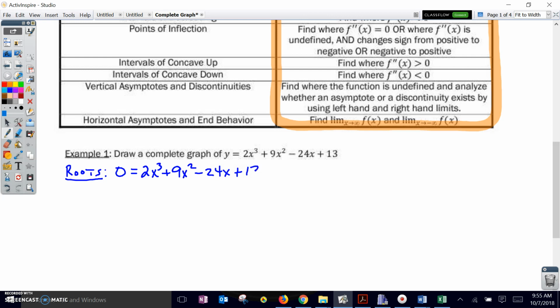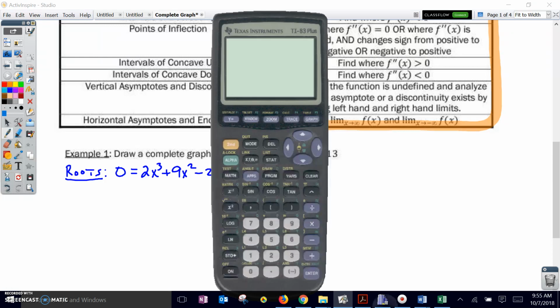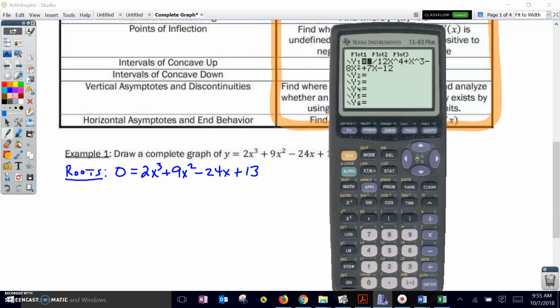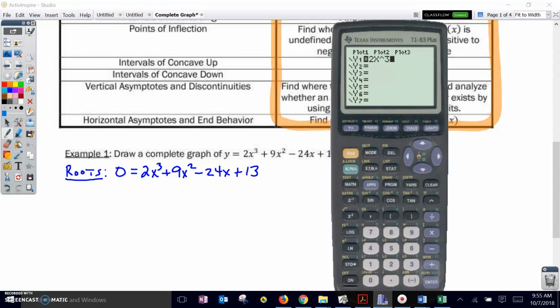Now this is a cubic function, so it should have either 3 roots or 1 root. I'm going to use my calculator to help me find this. Normally we would do this with an easier function to work with, and we would be able to do all of the things that we're doing here by hand, in essence. But it's a little cumbersome to solve for the roots of this by hand, so I'm going to use my technology to help me out. Start off looking in a standard window.